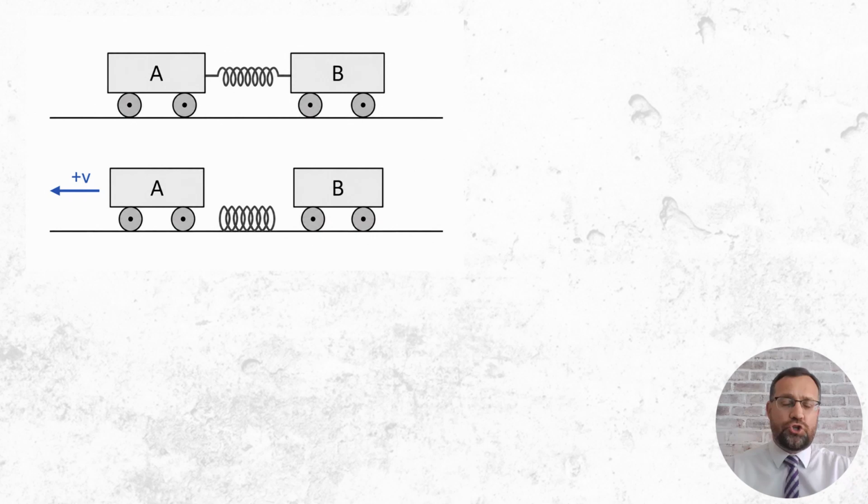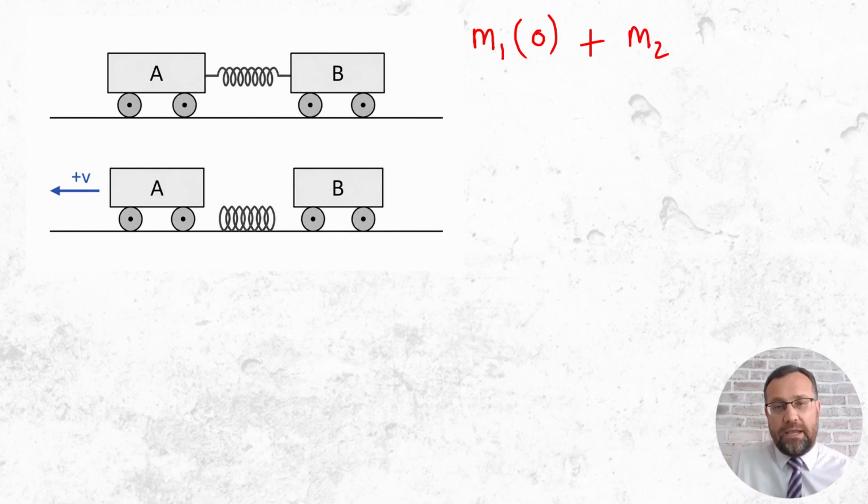Initially, both trolleys are at rest, so the total initial momentum is 0. It's the mass of trolley A, which is m1, times the velocity of trolley A. It is at rest, so that is 0, plus the mass of trolley B, that's m2, times its velocity, and that is 0. So the total initial momentum is equal to 0.